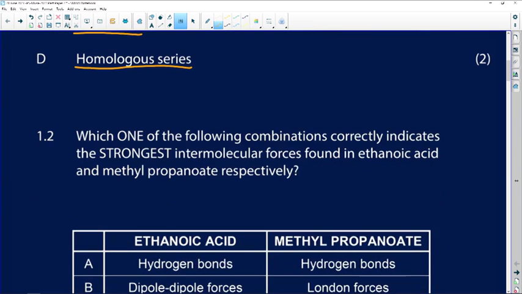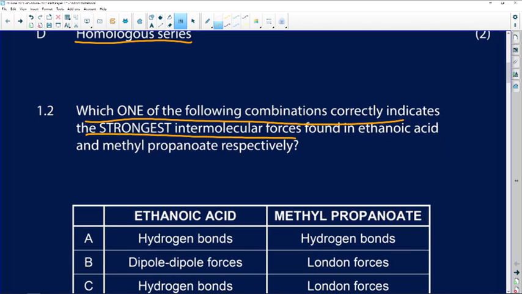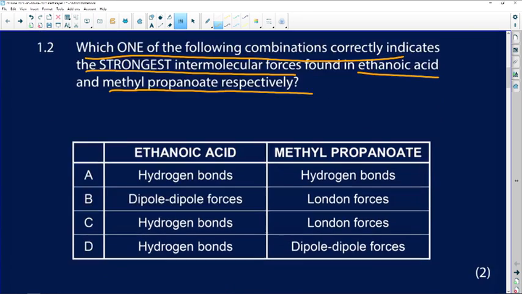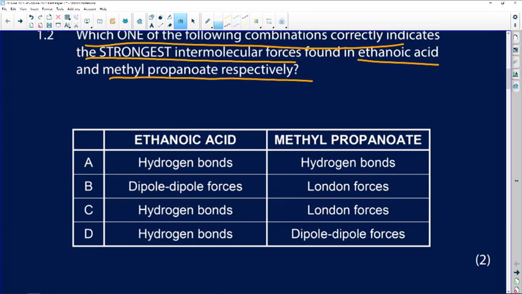Which one of the following combinations correctly indicates the strongest intermolecular forces that are found in ethanoic acid and methyl propanoate? Now we know that ethanoic acid consists of hydrogen bonds, and methyl propanoate will have dipole forces. So we are looking for an option that has hydrogen bonds and dipole forces.